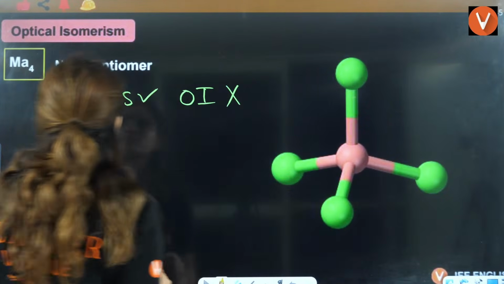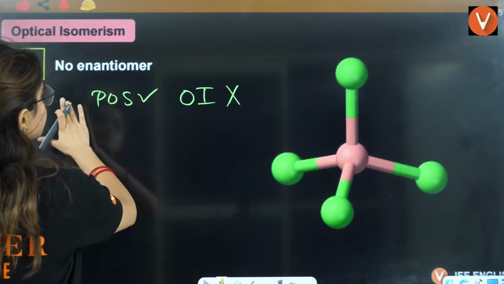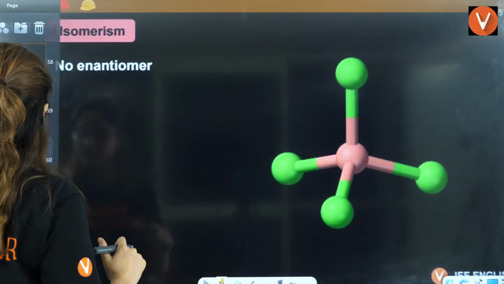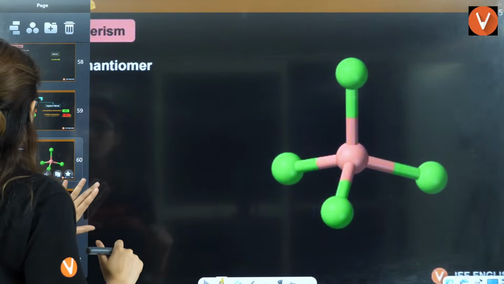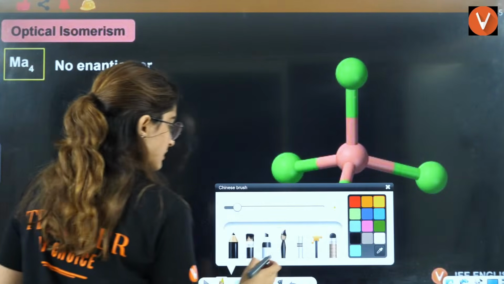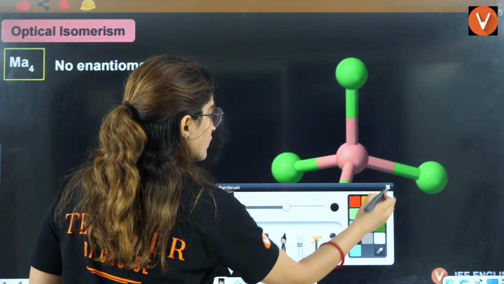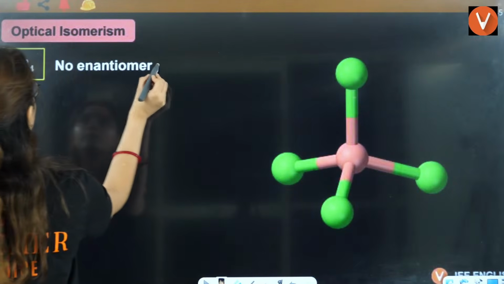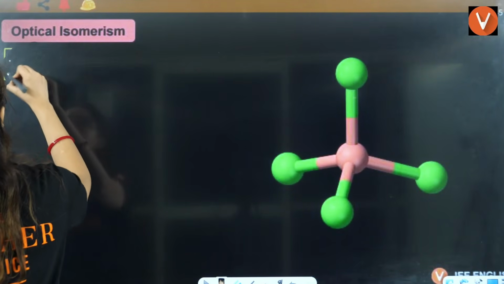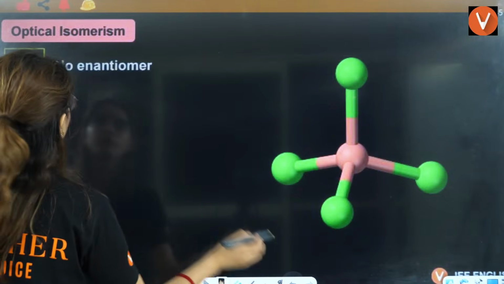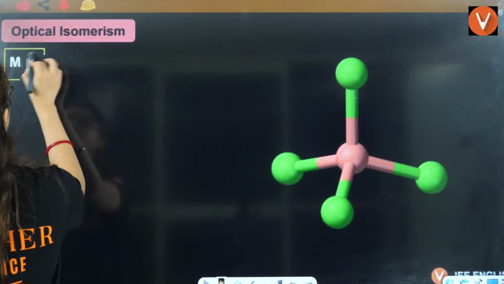Atoms are highly unstable. Now, you know what I'm going to do? I'm going to write it on one page only. On this page, I'm going to write all the isomers.